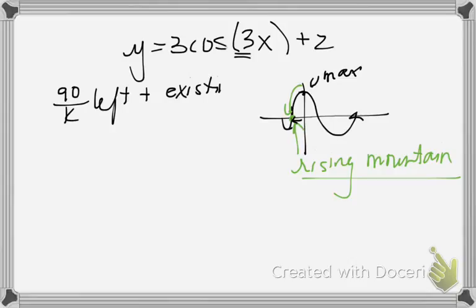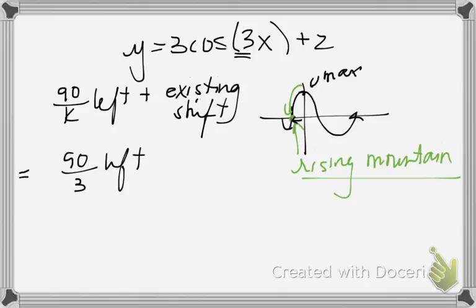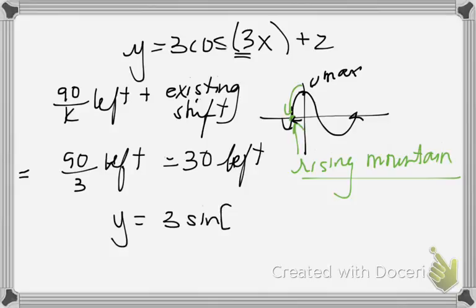Now, in this case, we don't have any existing shift, so that's nice, but if you do have an existing shift, you need to compensate for that. So this is going to be 90 over 3 left, which gives us a shift of 30 left. So my sine function will be 3 sin(3(x + 30)) + 2. And if you had a sine function and you were trying to get to a cosine function, it's going to be 90 over k right plus any existing shift. And there you have it. There's our two functions.